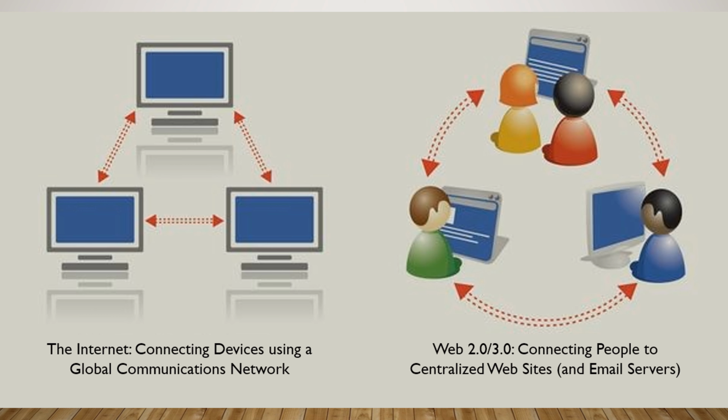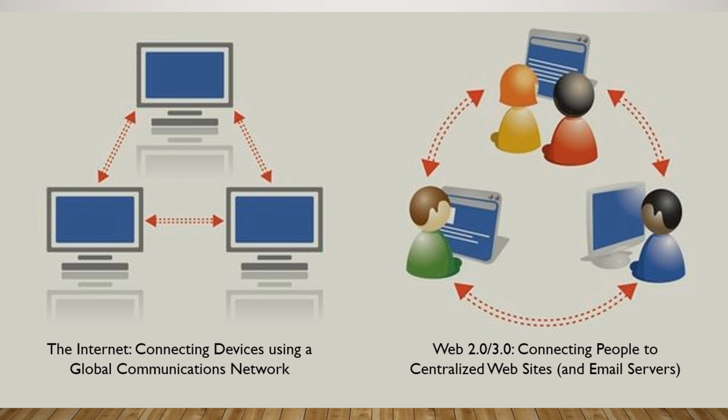This is a diagram from the Computer History Museum in California. The point of this diagram is to illustrate the difference between the internet, this thing called the internet, and this thing called the web or the World Wide Web. So the internet is a communications network, a global communications network that connects our devices together. It connects our laptops to our tablets to our phones.